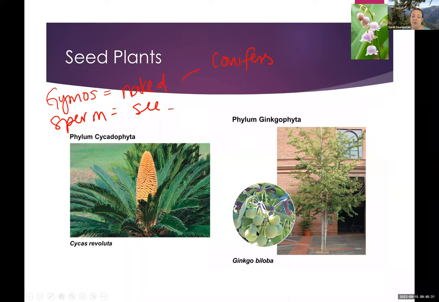Remember when we were doing our plant ID, was that with you guys or with the other section? It was with you guys, right? We did a ginkgo eventually.